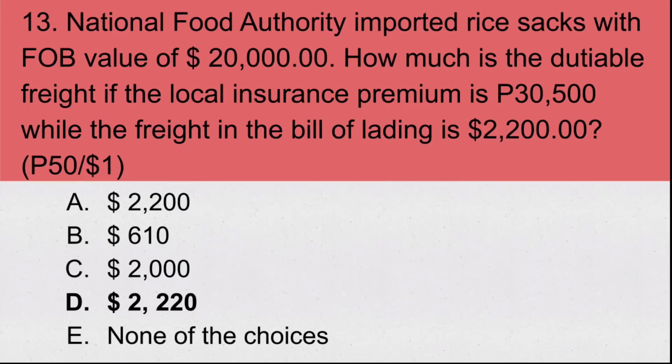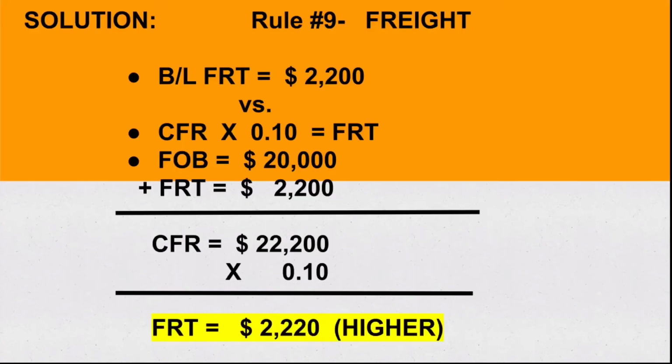So, here's the solution. According to rule number 9, in freight, bill of lading freight is equal to $2,200. So, whichever is higher. We have the formula here, the CFR times 0.10 to get the freight. So, we have the FOB $20,000 plus the freight of $2,200, and then we have the CFR $22,200 times 0.10 again. And then we have the freight of $2,220.